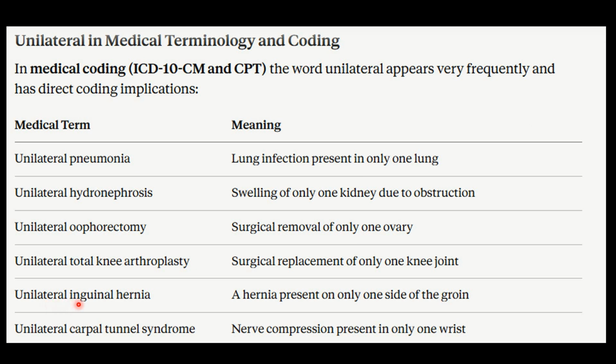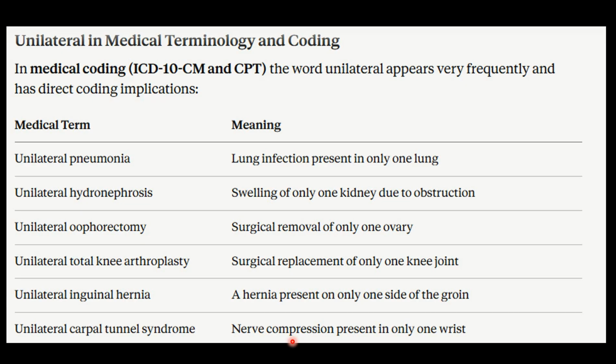Next is unilateral inguinal hernia. That means a hernia present on only one side of the groin. Next is unilateral carpal tunnel syndrome. Nerve compression present in only one wrist. Okay, so if nerve compression is present in only one wrist, then we will denote it with the help of unilateral carpal tunnel syndrome.